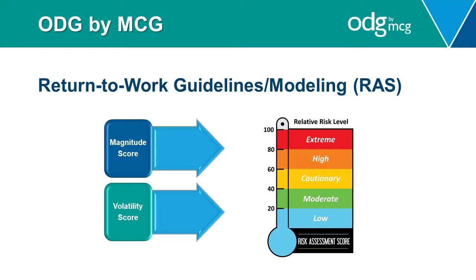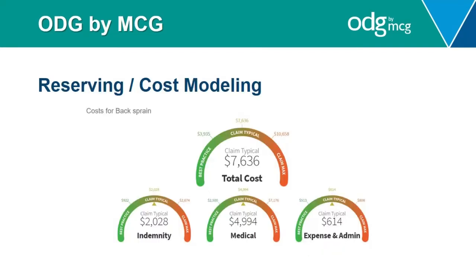A key tool included in ODG is the ODG Risk Assessment Score, which scores the relative risk level of a claim on a scale of 1 to 100, 1 being the lowest level of risk, 100 being the highest level of risk. Risk indicates the likelihood that it is going to become a high-cost claim, a malingering claim, or potentially a claim where the patient does not return to work. Many clients use this tool to flag these claims early on and triage them appropriately in order to mitigate any negative outcomes.